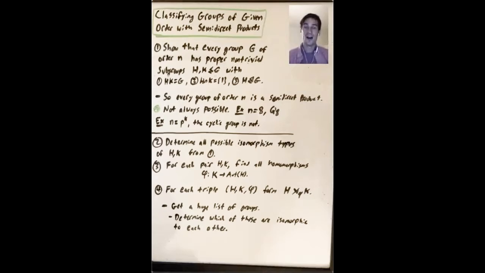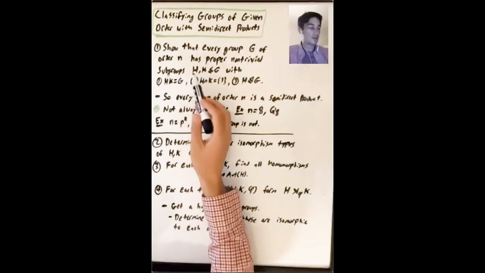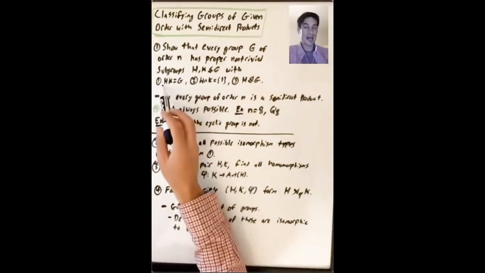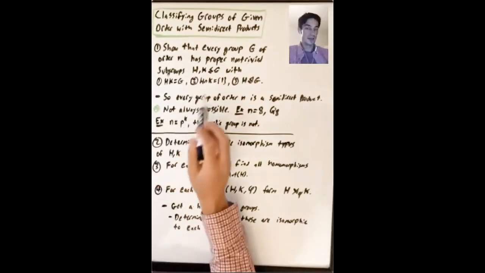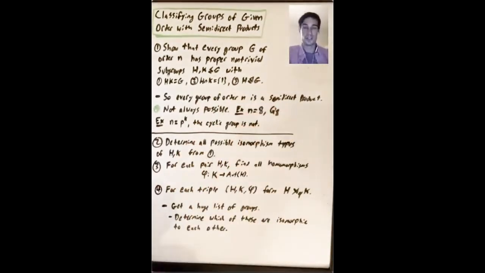For example, we classified groups of order 6, groups of order p when p is a prime, groups of order p squared when p is a prime. And we now have the tools to classify more groups of given order like this. All right, so the first big step is that we're going to show that every group of order n has proper non-trivial subgroups H and K, so that HK is the whole group G, H intersect K is the trivial subgroup, and H is a normal subgroup of G.